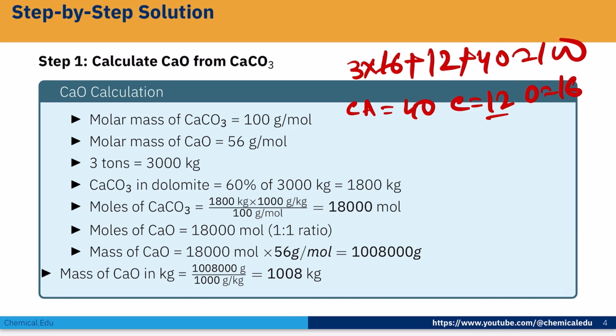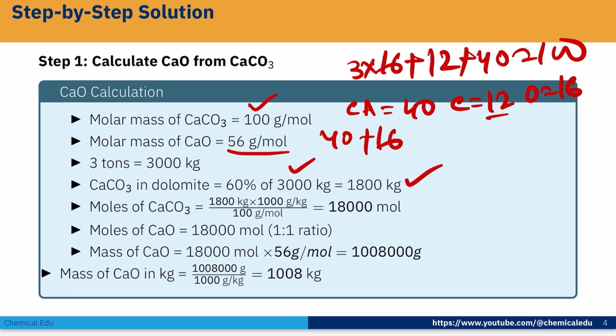So the molar mass of calcium oxide is 56, so 40 plus 16. Now 3 tons means 3000 kg. So calcium carbonate in dolomite is 60% of 3000 kg. So that is 1800 kg of calcium carbonate present in the dolomite. Now what will be the moles of calcium carbonate?